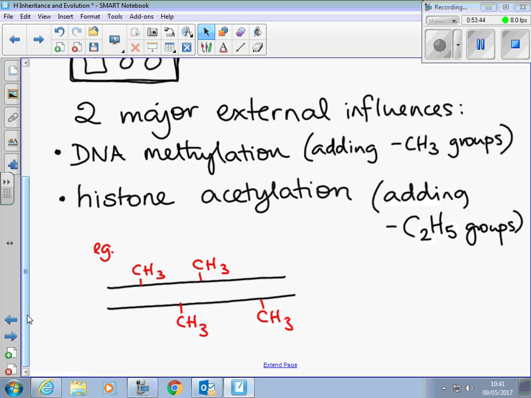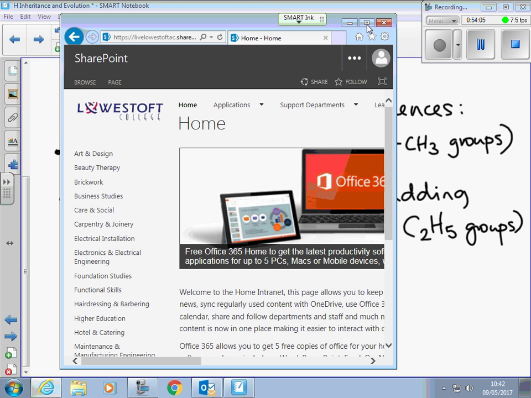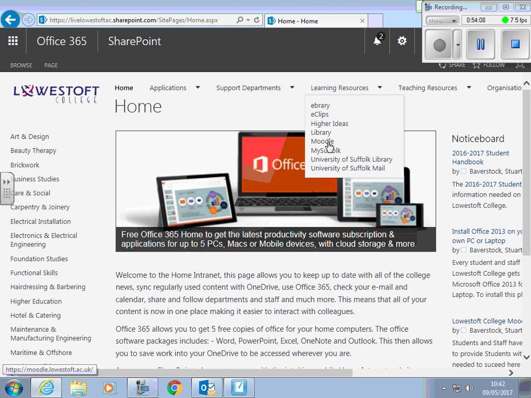Okay, so we've got three different ways of modifying gene expression so far. I think I'm going to take a break at that point and just let your brains cool down a little bit. I've got one more to do, which won't take very long, I don't think. Well, let me show you.